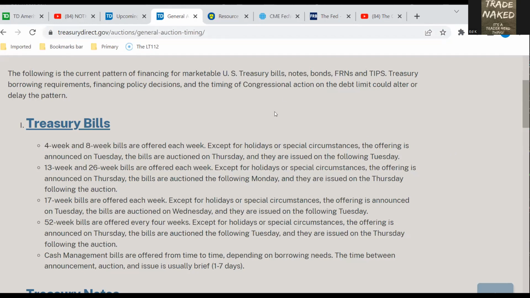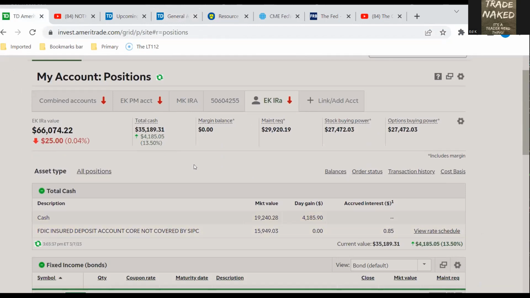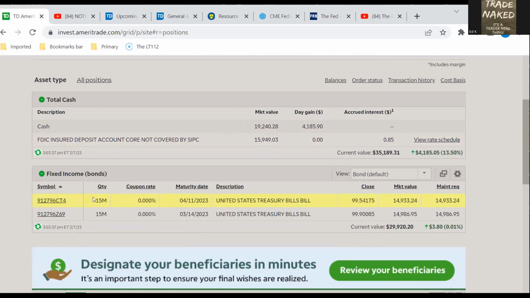So to keep things very simple, we basically start at the 4 week. Like, people aren't used to doing this. It's brand new. We'll do the 4 week. So how do we do the 4 week? Well, first we have to go into our accounts and figure out how much cash we have available to do. So of the 66,000, I have 35,000 available to me. Okay. I already have 30,000 to $15,000 CDs in this account.